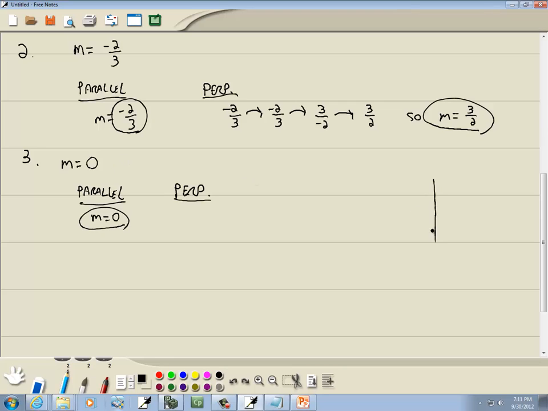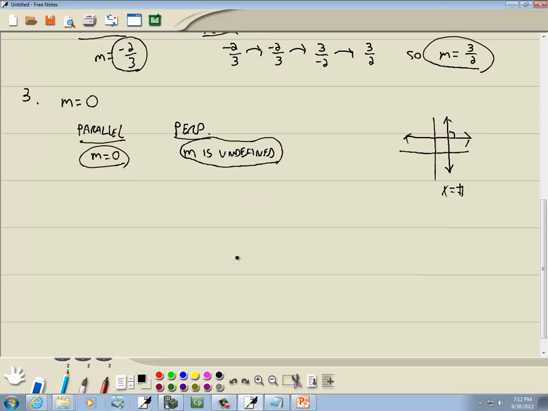Well, let's look at the graph of that. m is equal to 0. That's a horizontal line. If I think of the graph that's perpendicular to it, it would be a vertical line. Again, it forms that sharp corner. Well, a vertical line is of the form x is equal to a number, and m is undefined. So here, your answer is just m is undefined. Again, you can't go through those steps I did up above. You have to think of it in those terms.